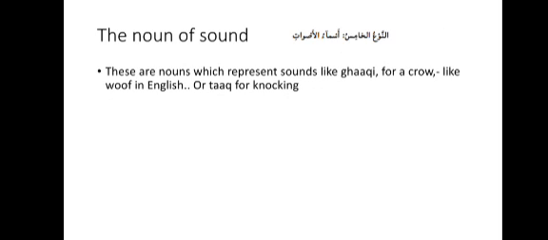Another very short subject is asma'ul aswat, the nouns of sound. These are just nouns which represent sounds, like ghaq for a crow, ghaqi. Imagine in English you say woof, or a knocking sound like tap, or drip drop, or tip tap or something like that for water. So any word which you see in a text which is trying to express the sound of an animal, or the sound of an object, or the sound of anything, is also mabni, and it will be fixed on its wazn.